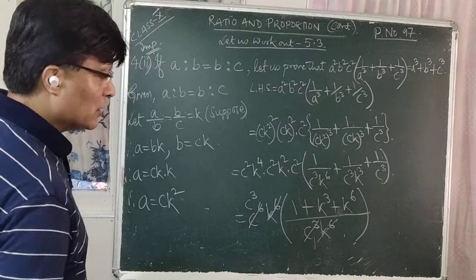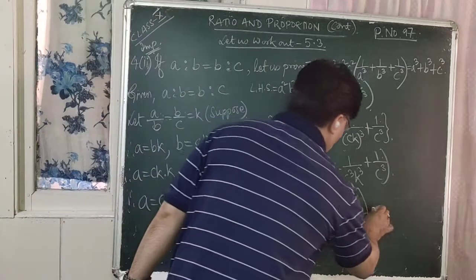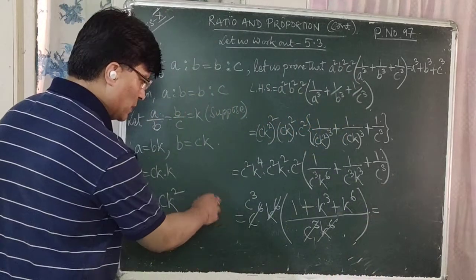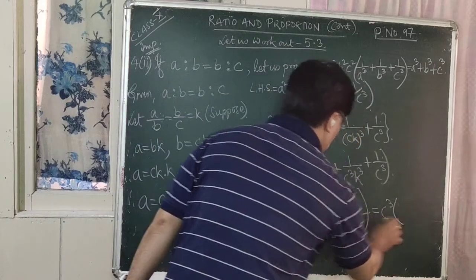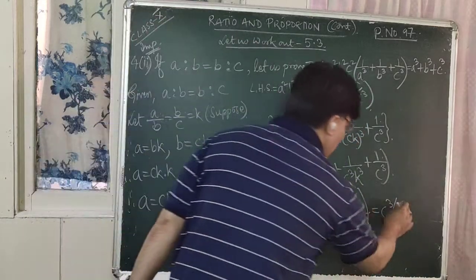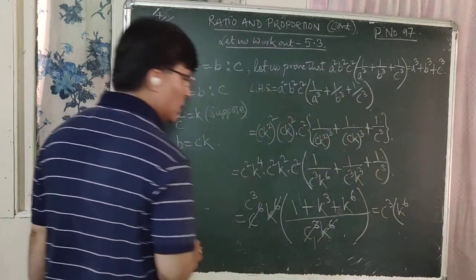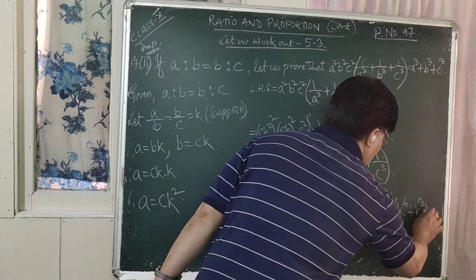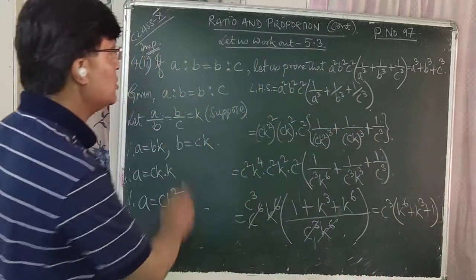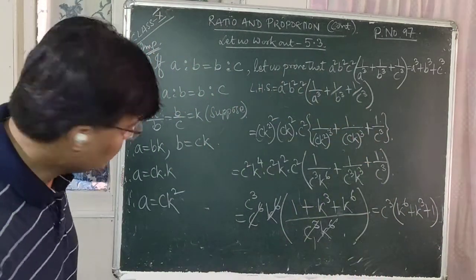So you have understood, this is the simplification. So what are the remaining terms now? Outside the bracket this is c cube, and within the bracket you first write k to the power 6, then plus k cube, then plus 1. So this is your LHS.